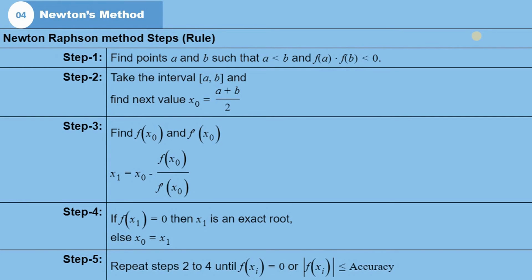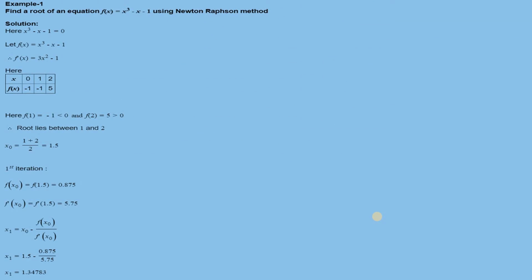Then x1 is equal to x naught minus f of x naught upon f dash of x naught. So x1 is the value of the first iteration. If f of x1 is equal to 0, then x1 is an exact root, else x0 is equal to x1. Then repeat steps 2 and 4 until f of xi is equal to 0, or the mod of f of xi is less than or equal to the accuracy. That means we need to repeat the iteration.